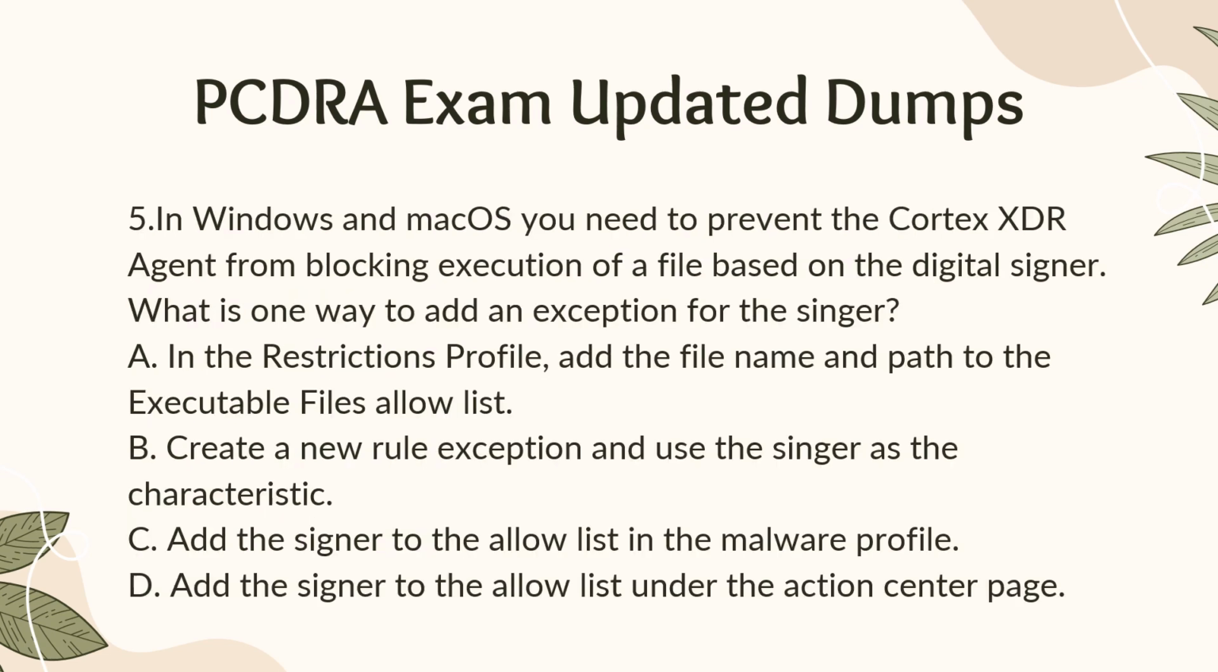5. In Windows and macOS, you need to prevent the Cortex XDR agent from blocking execution of a file based on the digital signer. What is one way to add an exception for the signer? A. In the restrictions profile, add the file name and path to the executable files allow list. B. Create a new rule exception and use the signer as the characteristic. C. Add the signer to the allow list in the malware profile. D. Add the signer to the allow list under the Action Center page.